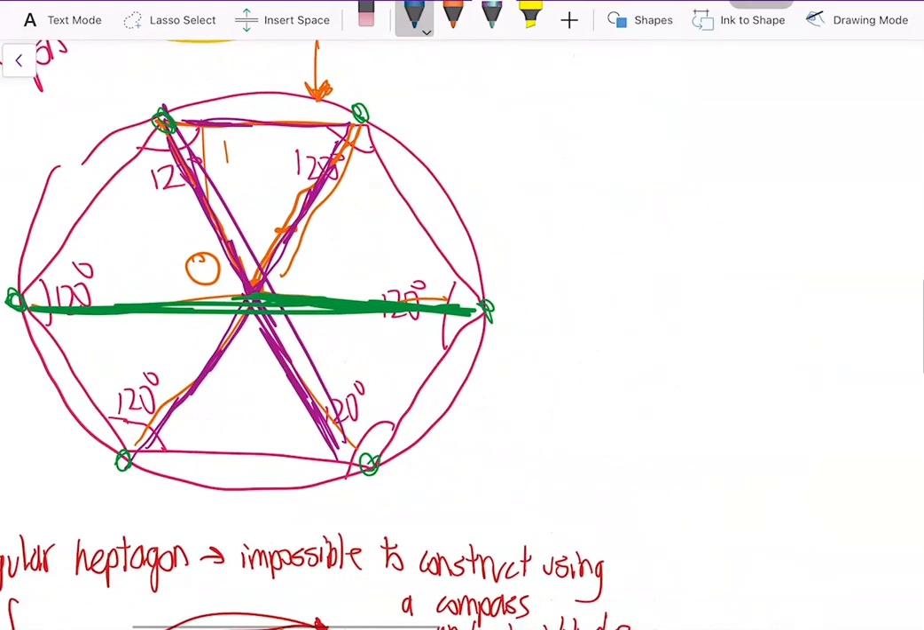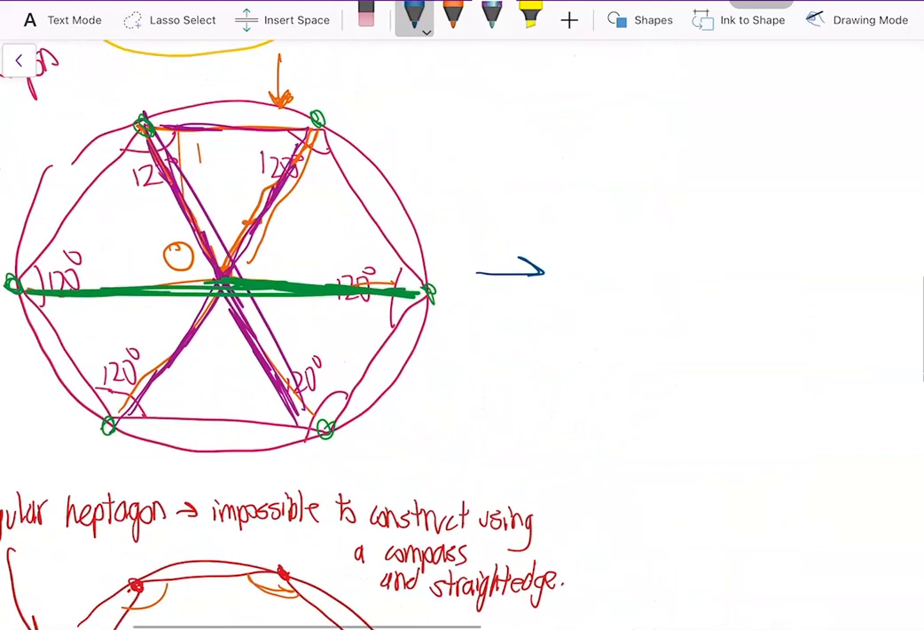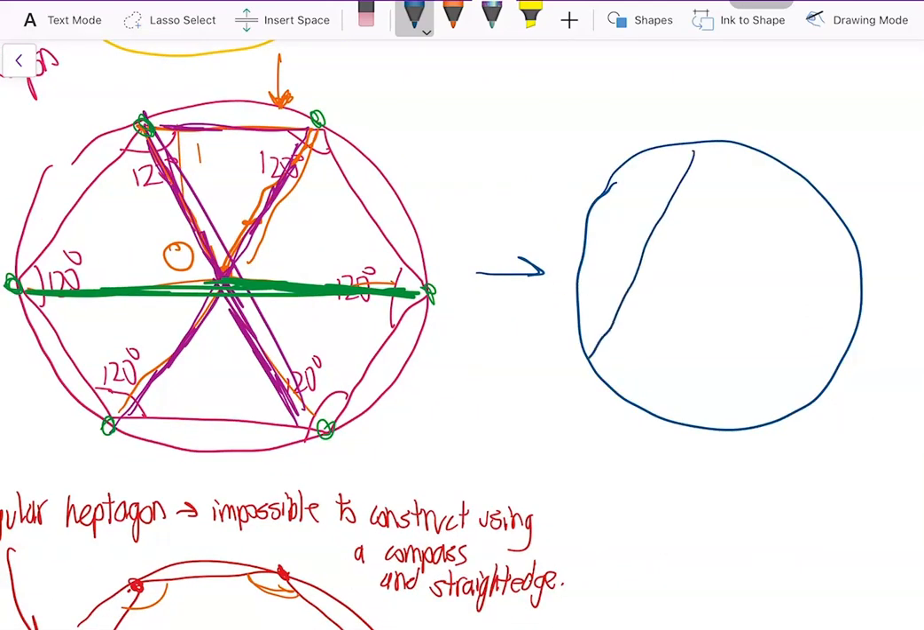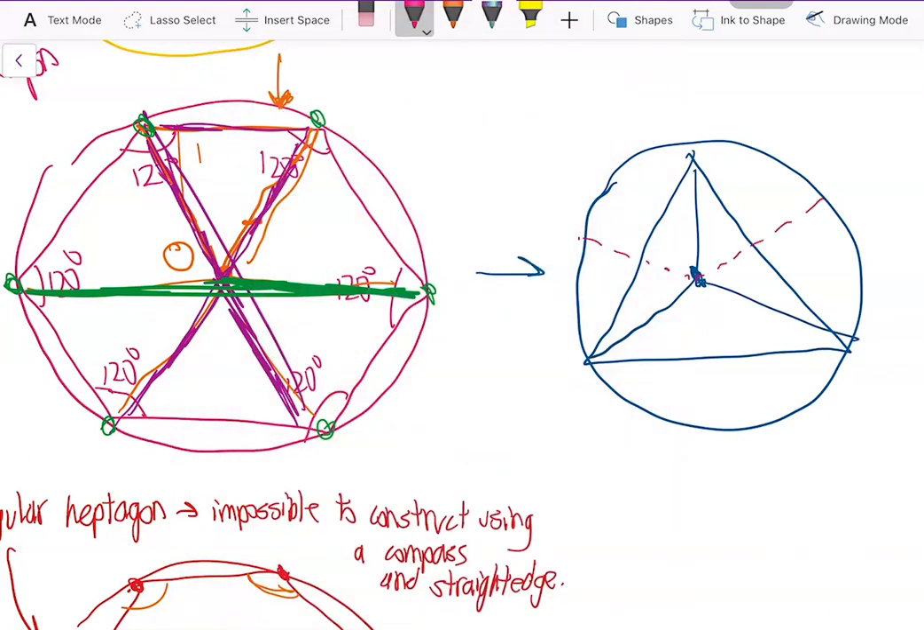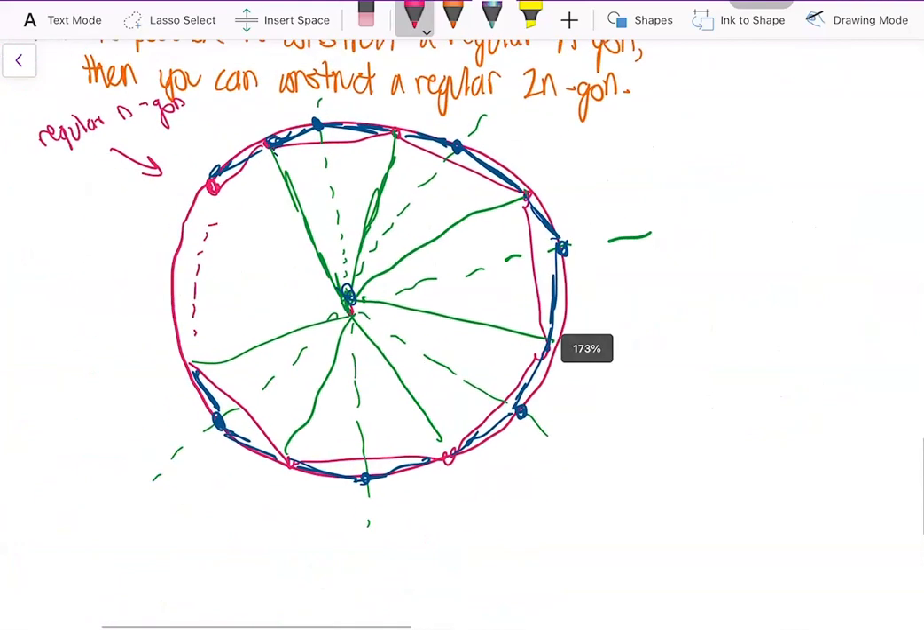If you have a look at the hexagon again, another way of constructing the regular hexagon is to first take a triangle like this, and now we have the angles at the center of the circle, and now we can bisect each of these angles, and now this creates a regular hexagon. This is quite an interesting theorem.